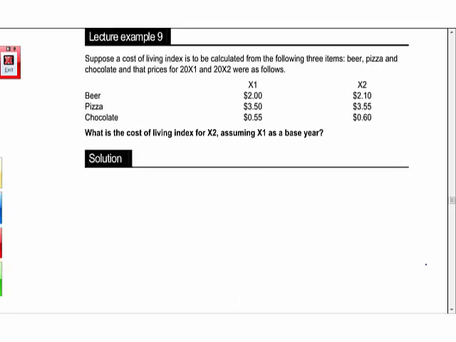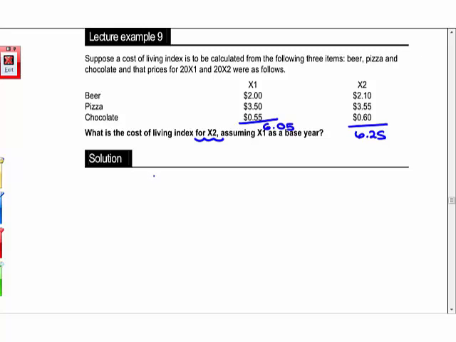If all of the items in my index have an equal weighting, what we need to do then is to look at the combination of the beer, the pizza and the chocolate to work out what the cost of living index should be for X2 if X1 is going to be the base year. So if we add up then the total of the costs for both of the years, we end up with $6.05 in X1 and $6.25 in X2.